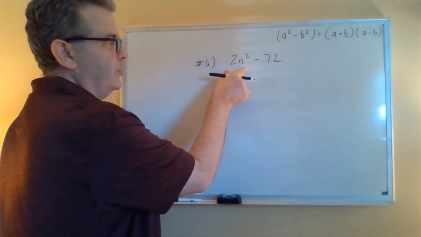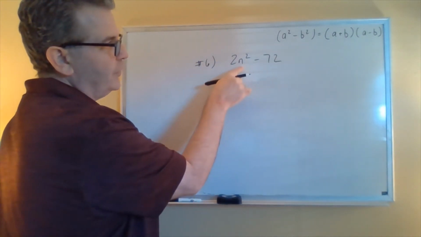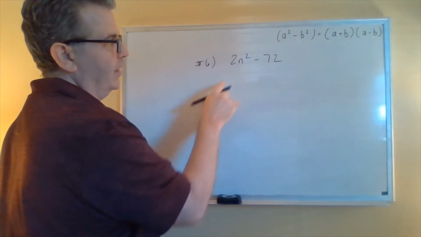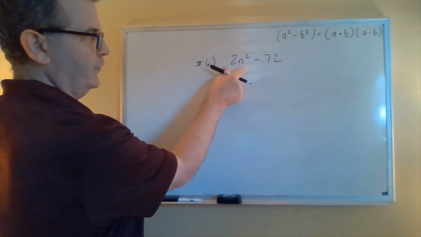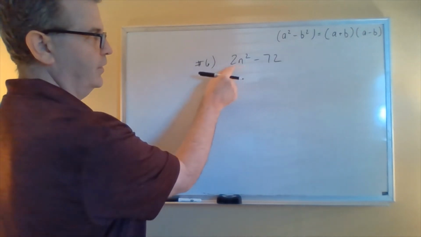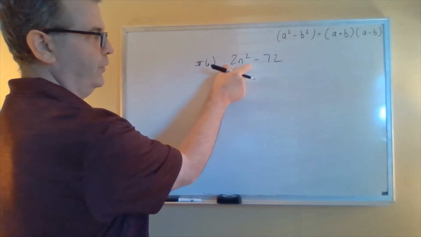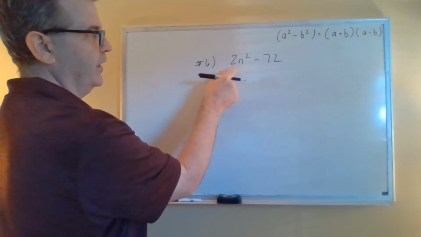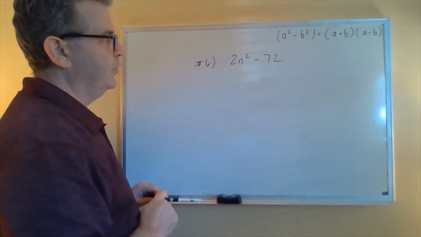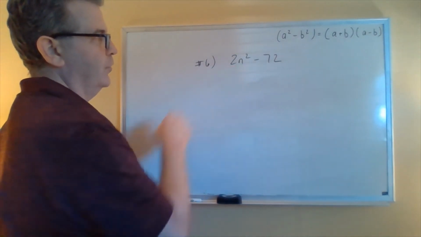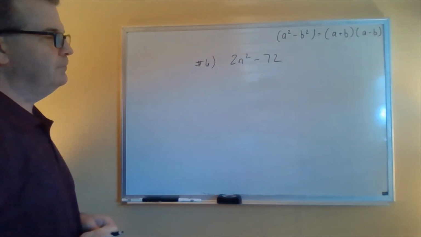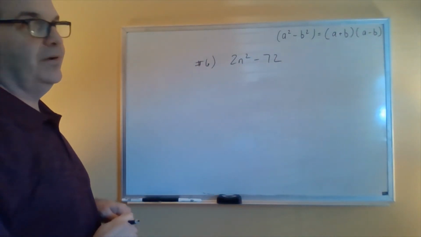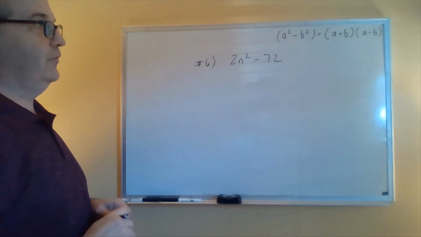Is 2n squared a perfect square? You might think so because it has that n squared there, and it's n times n. But 2 is not a perfect square. So this term is not a perfect square. Both of these parts have to be perfect squares in order for the whole term to be a perfect square. And because that 2 is not a perfect square, this first term is not a perfect square. How about 72? Is 72 a perfect square? It is not. There's nothing I can multiply by itself to get 72.